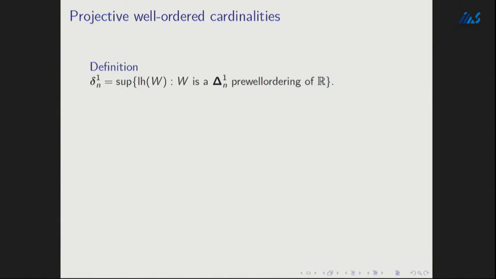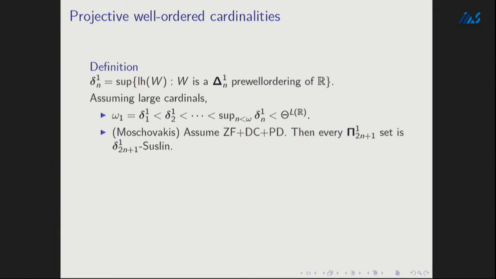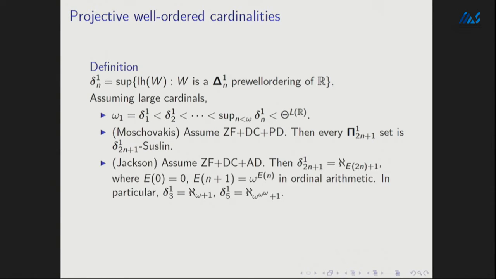Yeah, so once again, δ^1_n is the sup of the order types of prewellorderings of δ^1_n. And assuming large cardinals, they are all projectively well-ordered cardinals. And of course, there are more in between. We get the optimal Suslin representation for sets of complexity Π^1_{2n+1}.